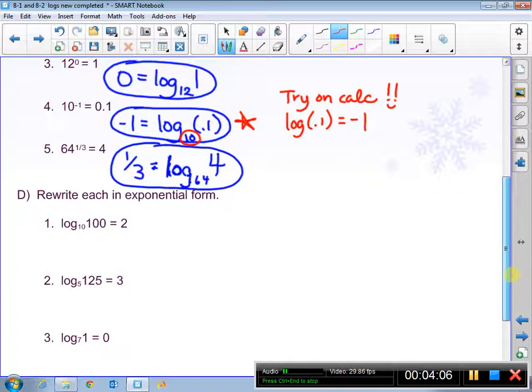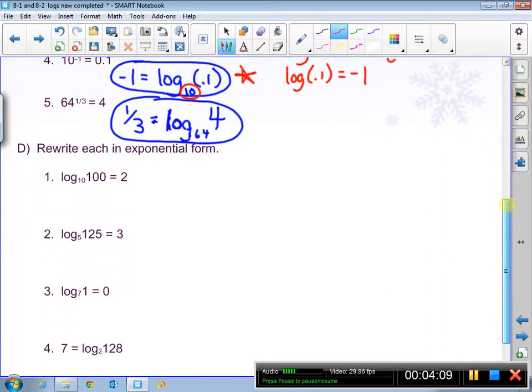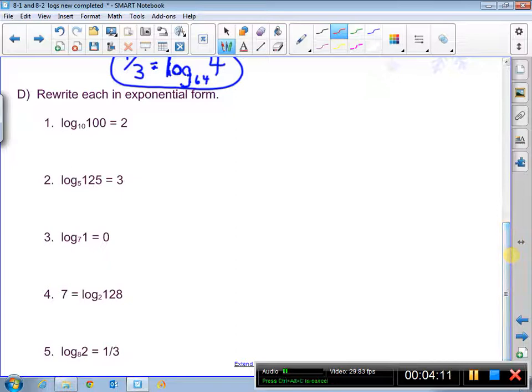Okay? Let's look at section D. Section D says rewrite in exponential form. Okay, so now we're going the other way. Again, we still need to know what here is the base, what here in this log equation is the exponent, and what in our log equation is the number.